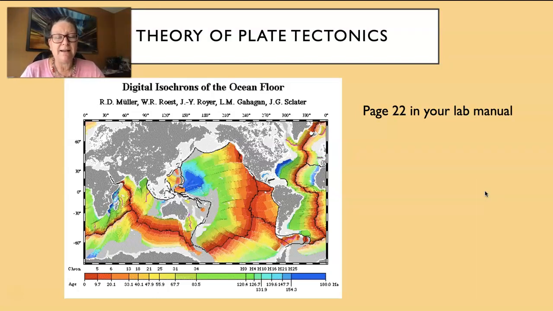If Wegener had any idea that this was going on, he would definitely have understood that the plate in plate tectonics includes the seafloor.